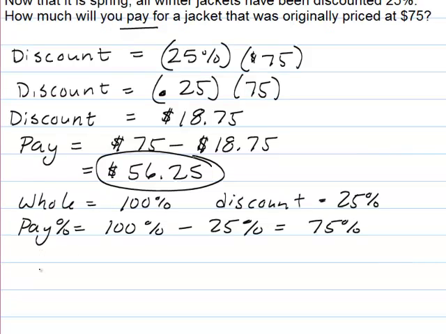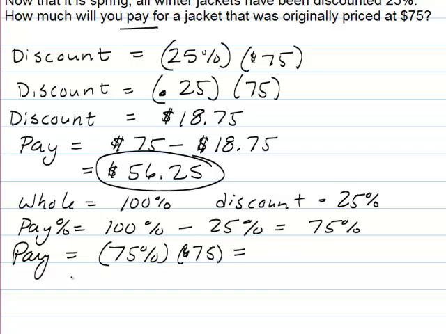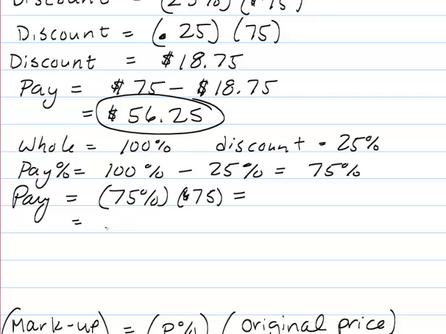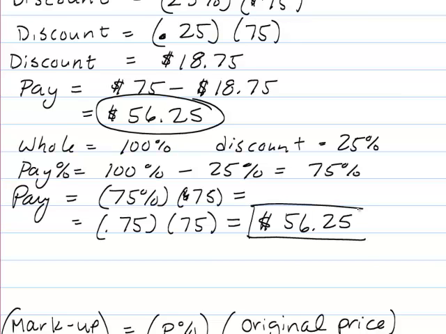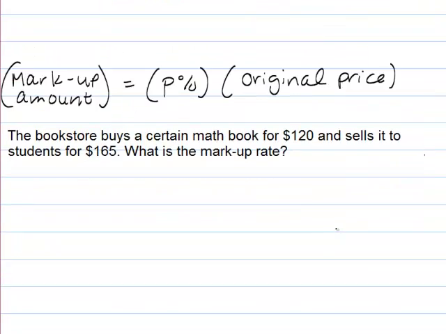So the amount you will pay would equal 75% of $75, and we find that this equals 0.75 as a decimal, 75 hundredths multiplied by $75, in fact is the same $56.25. And so what we're going to pay for that jacket is $56.25.